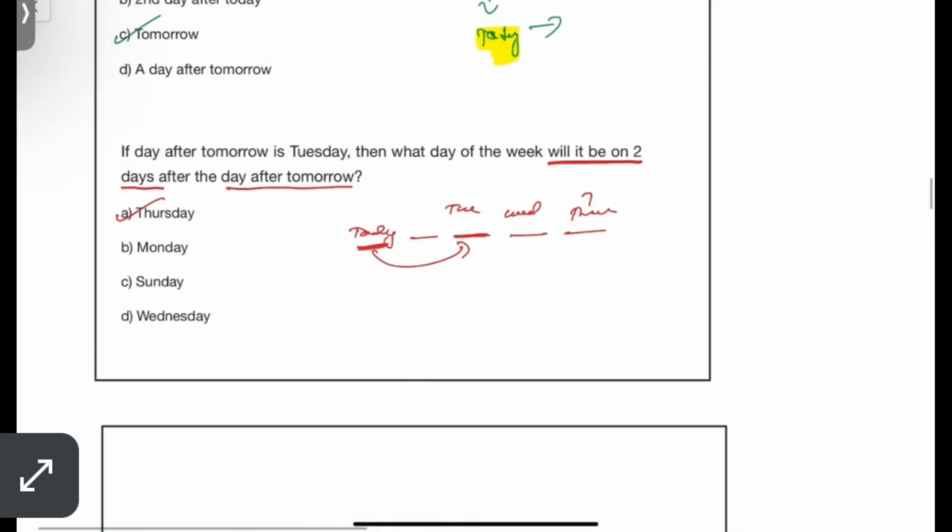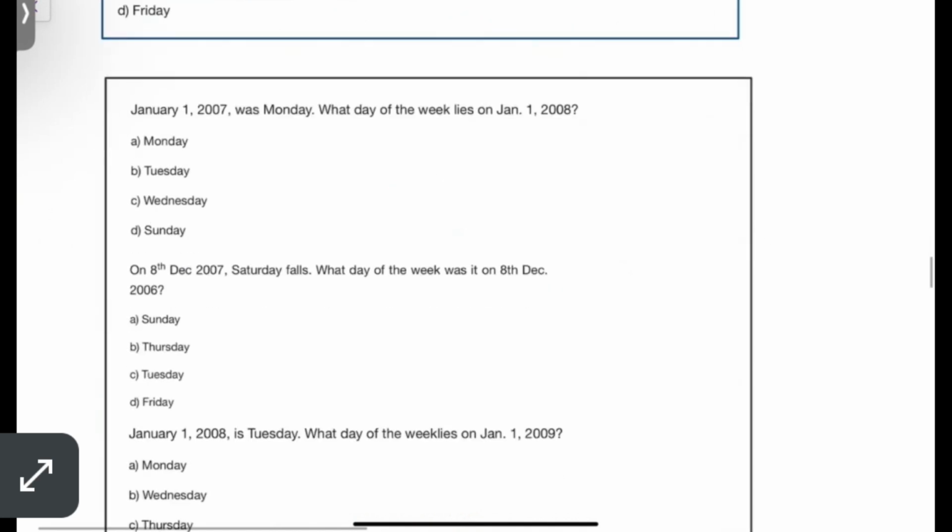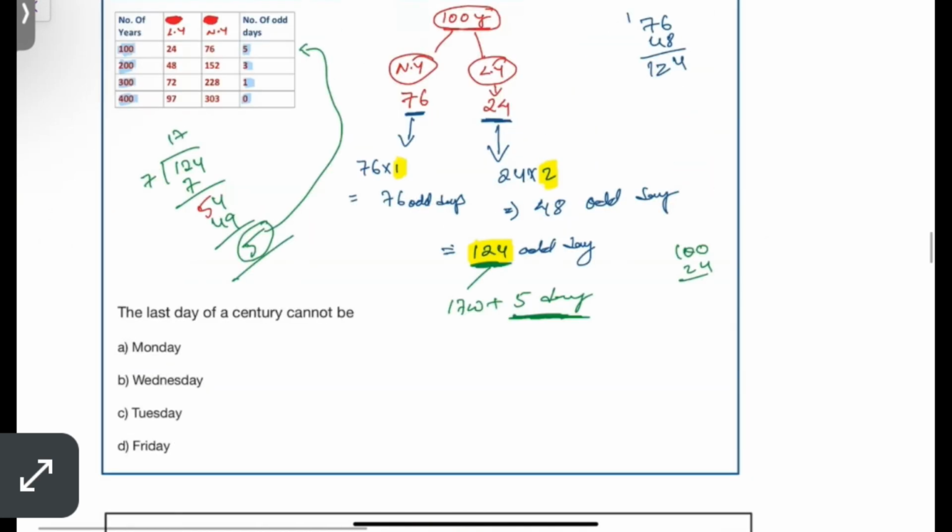I think I have missed out something here. I don't know what I missed out. Yeah, leave it.